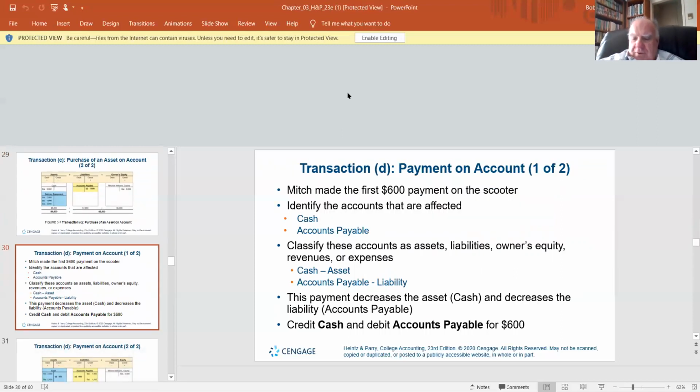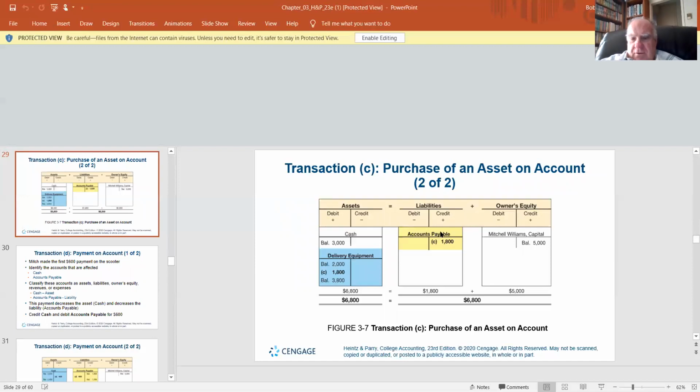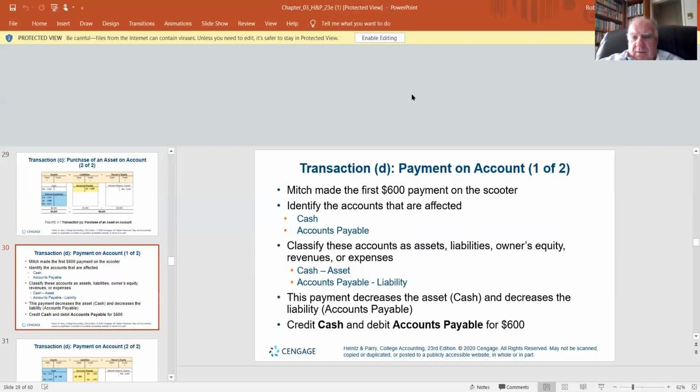Well, look at this. We owed 1,800. Then maybe a couple weeks later, we paid 1/3 of that. Well, what happened here? We reduced our debt, right? We don't owe 1,800 anymore. We only owe 1,200. So we get to reduce accounts payable with a debit and credit cash with a credit. This payment decreases the asset and decreases the liability.